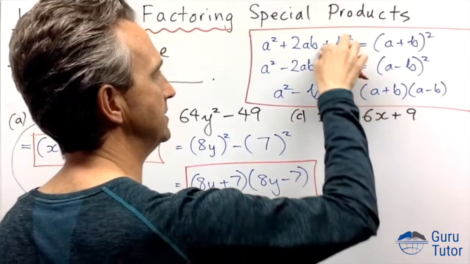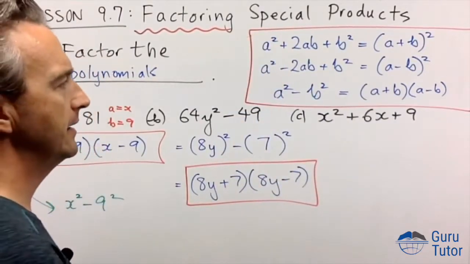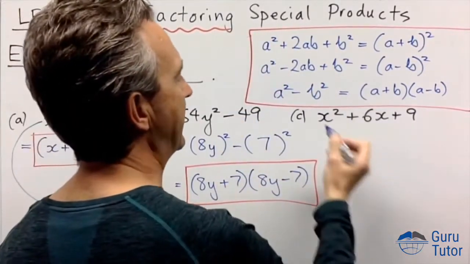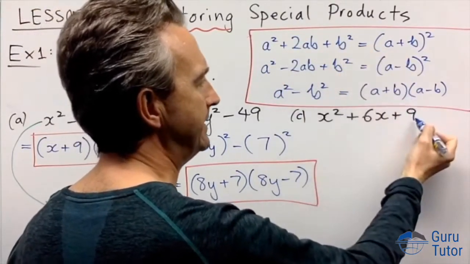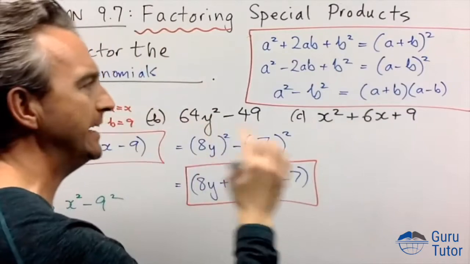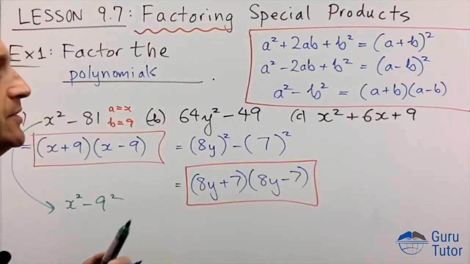Okay, so there's B. C, which does this look like? This one or this one or this one? Okay, obviously this one's going to be the top one. And what are we going to have here? So A is obviously going to be x, B is obviously going to be 3. Okay, but how do we know that it's a special product for sure? Well, you also have to check.